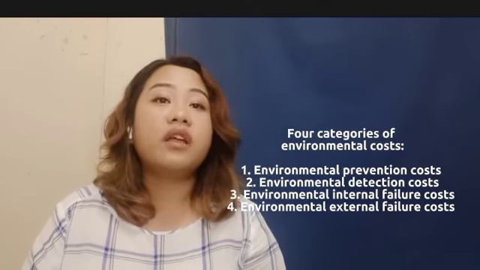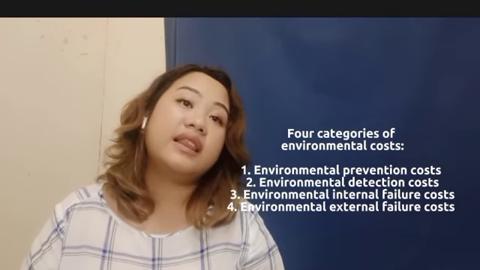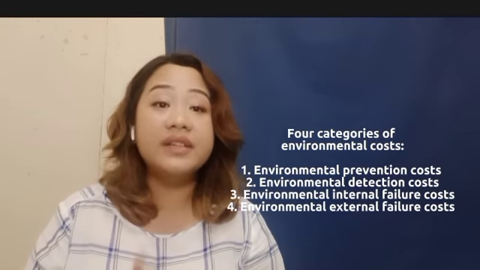So among the 4 environmental cost categories that we have, the external failure category is the most devastating. Within the external failure cost category, the societal costs are labeled with an S. The costs for which the firm is financially responsible are called private costs. All costs without S labels are private costs.